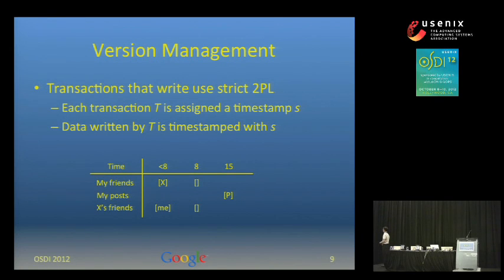So for example, here's a little table that illustrates the evolution of the system for the example I gave. At some time before 8, my friends contain an untrustworthy person X, and X's friend list contained me. At time 8, let's say, we'll get to where the timestamp is chosen in a future slide, we want to issue a transaction to remove X from my friend list and me from X's friend list. And then at some other time, 15, we want to read the post P from my posts.